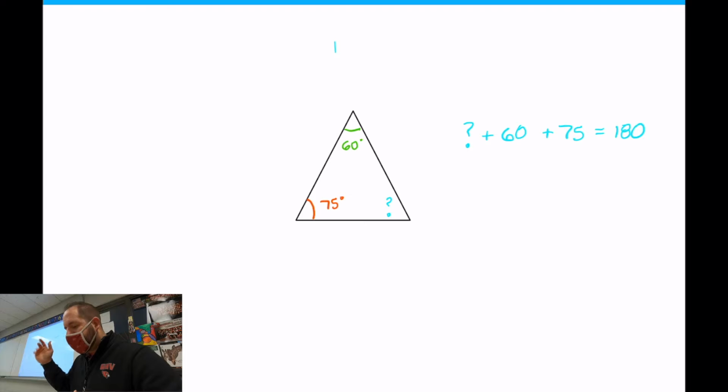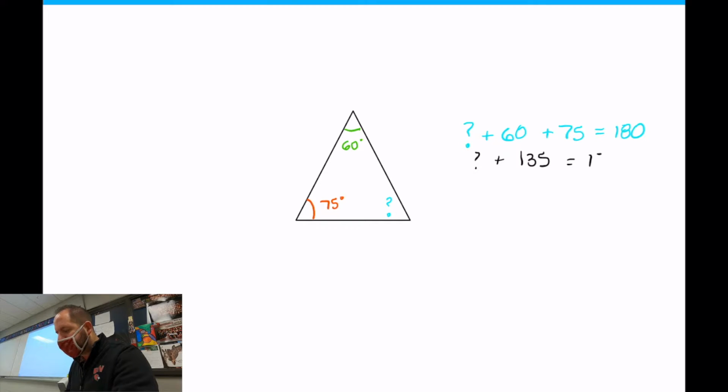So again, if we were to solve this out, you'd subtract the 60 and the 75 across. It doesn't matter. Maybe you want to add these 2 together first to make 135, and then you want to subtract those across.